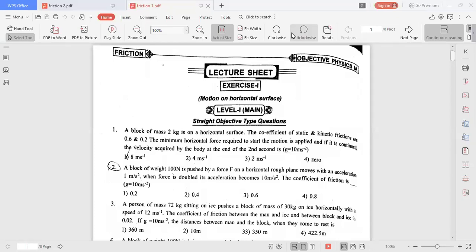Now, what have they asked here? What is the contact force? The force of contact between the blocks is how much? In between these two, what is the contact force?